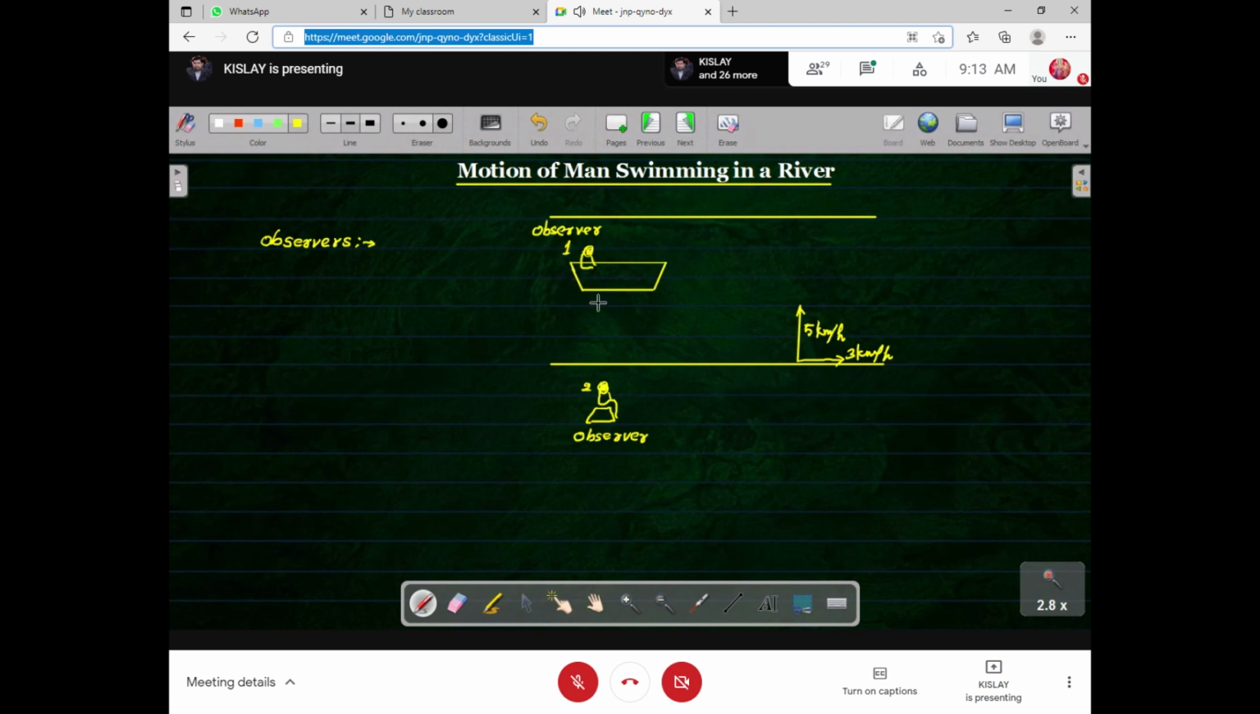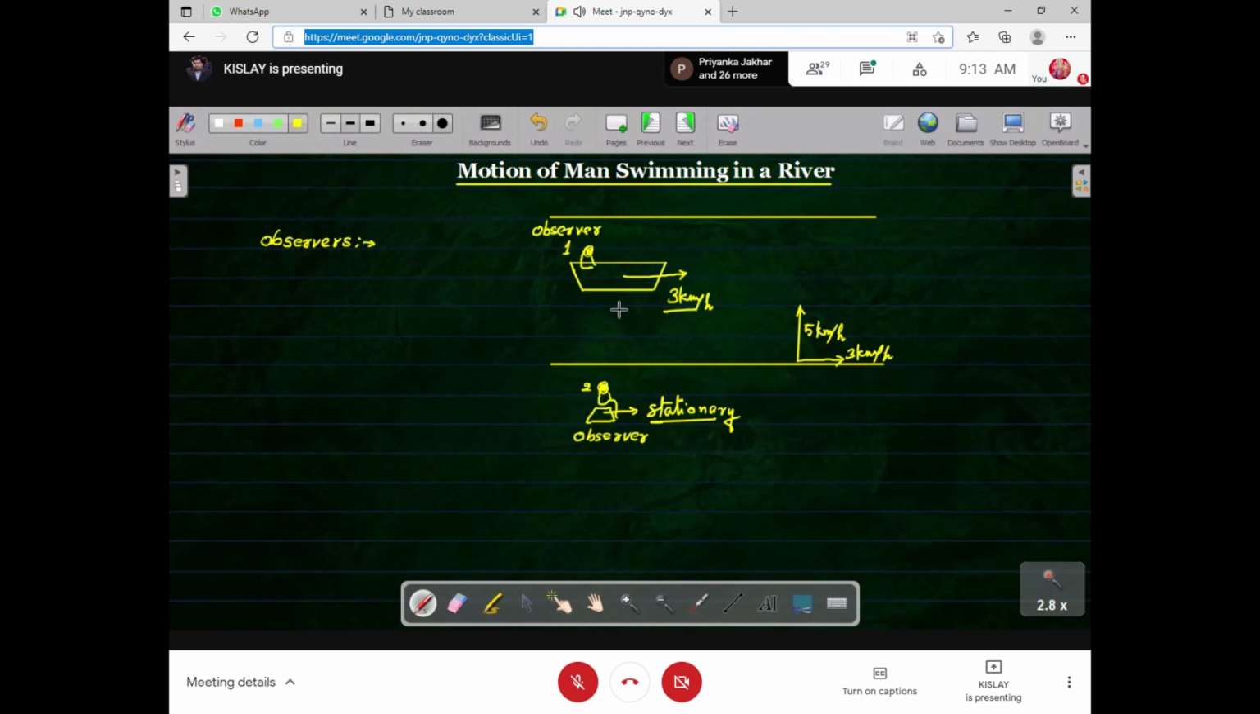Now see, there are two observers. One observer is on the shore, on the bank of the river, and another observer is in a boat in the same river. This observer is also moving at 3 km/h with the flow of the river, and this observer is stationary. Listen carefully. This is the stationary observer. This is the observer in the boat, who has the same motion as the flow of water.